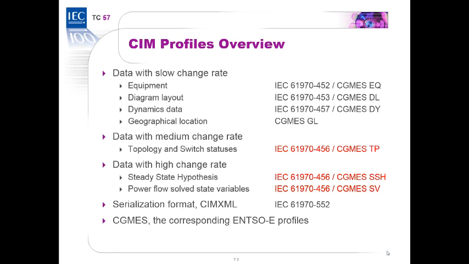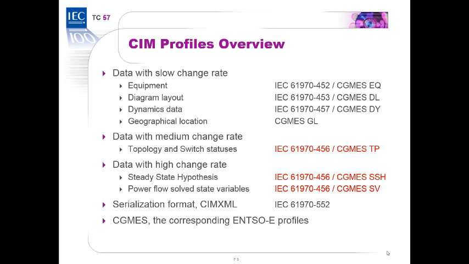So, CIM profiles, CIM standards. I have divided them in different groups with different behavior. The data that is changing slowly is listed at the top there, and I think that other speakers have already talked about them, so I'll skip them over. Then we have the ones that are changing a little bit more rapidly, and that's the topology and the switch statuses. And that is part of the 456, the topology output.